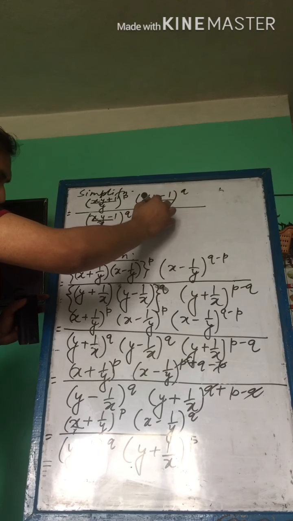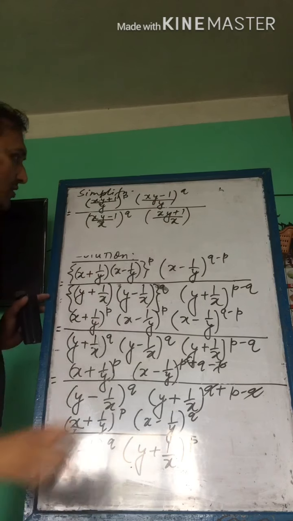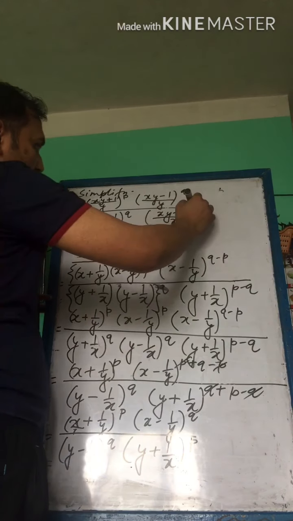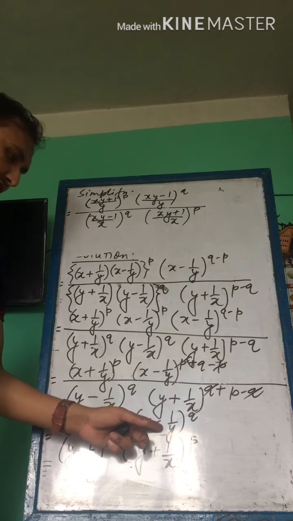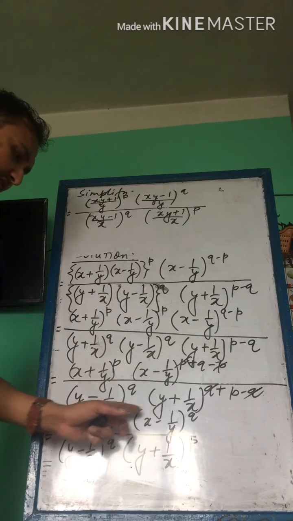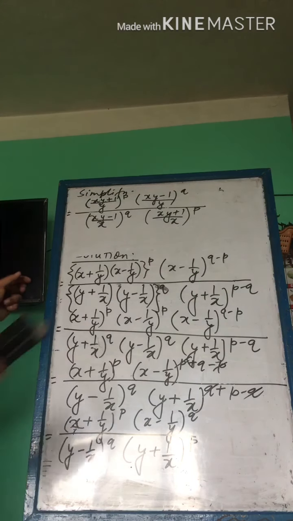Here also let us do it. Xy plus 1 upon x, to the power p. I think up to here you don't have any confusion. Nothing I have done. I have added the quantities which are there in the bracket. Understood? And the other I have kept the same. Okay, let me proceed to the next step.